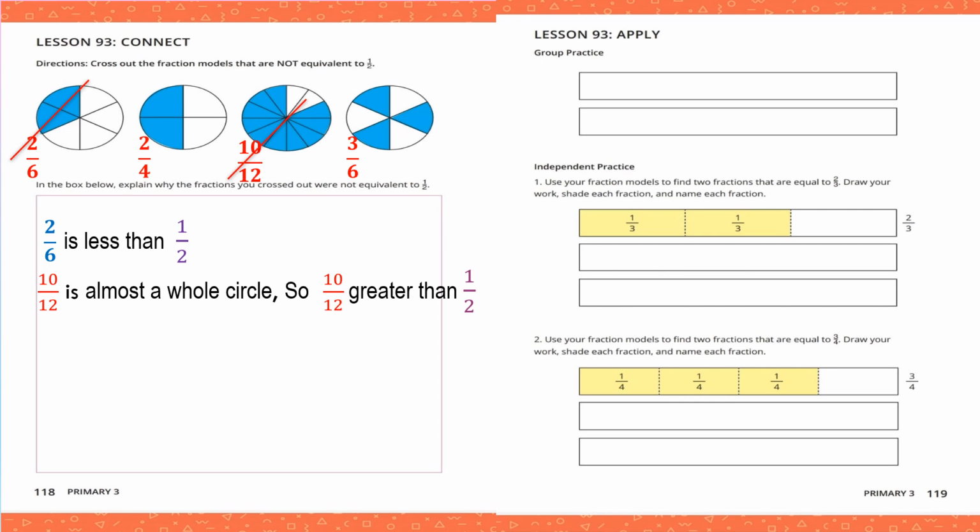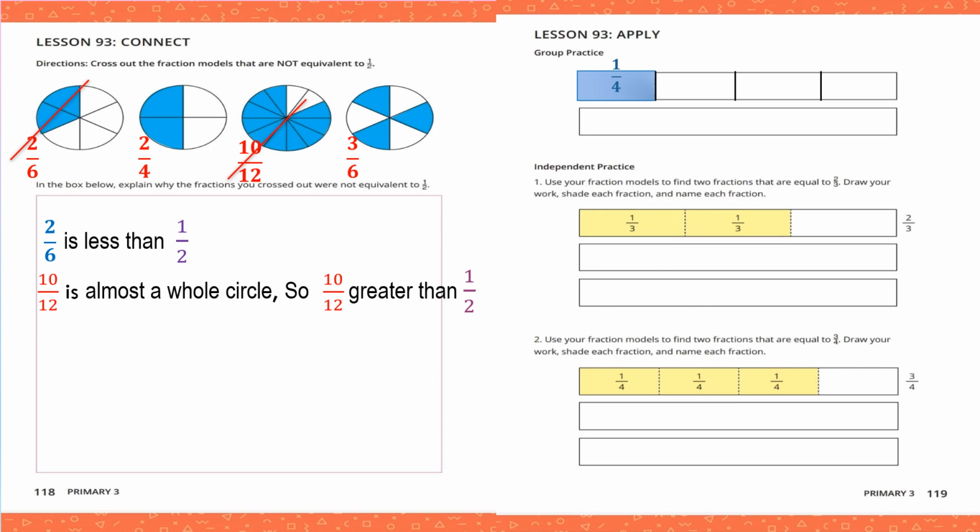Lesson 93. We have here, I can write 1 over 4. So I need to divide this bar into 4 equal parts. Then each part is 1 over 4. And I want to find an equivalent fraction to it. So let's multiply the numerator and the denominator by 2.